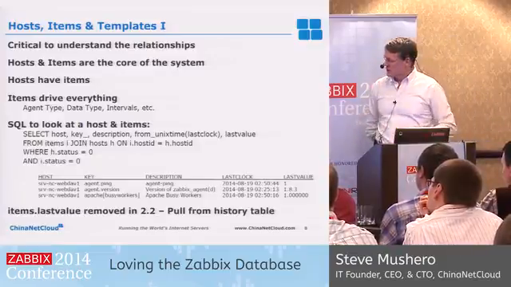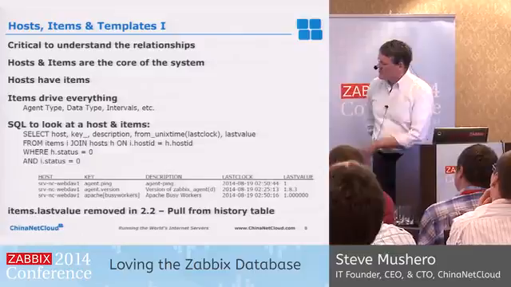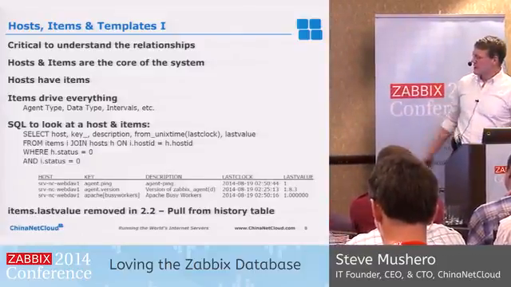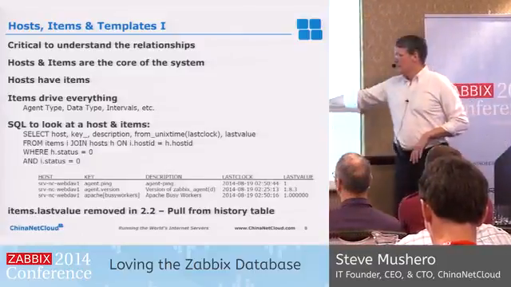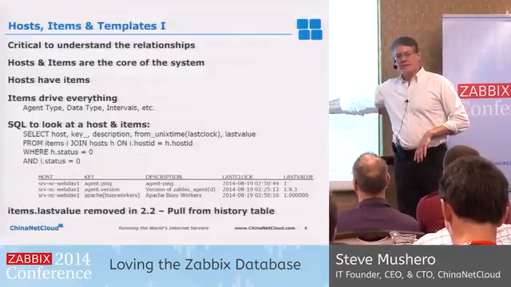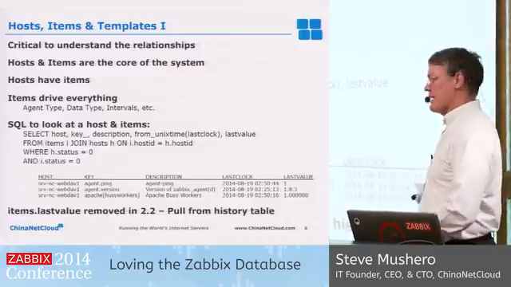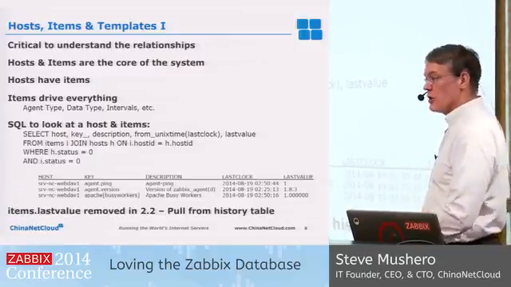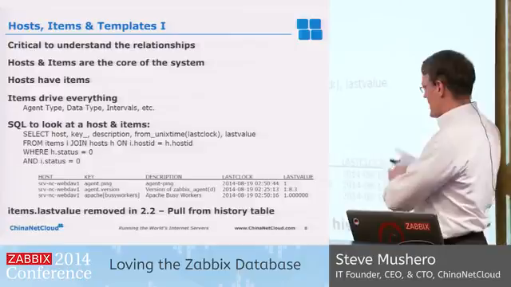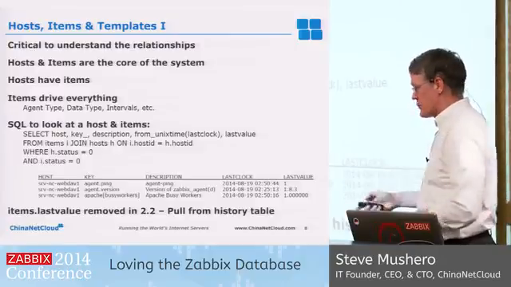There's some SQL here to look at that, very simple: what's the item, what's the key, what's the last clock and last value. So in 1.8, on the item table, I can get the last time this value was updated. This is the last time Zabbix saw this data and the last value. In 2.0, this was moved to the history table. So this SQL becomes several pages, unfortunately.